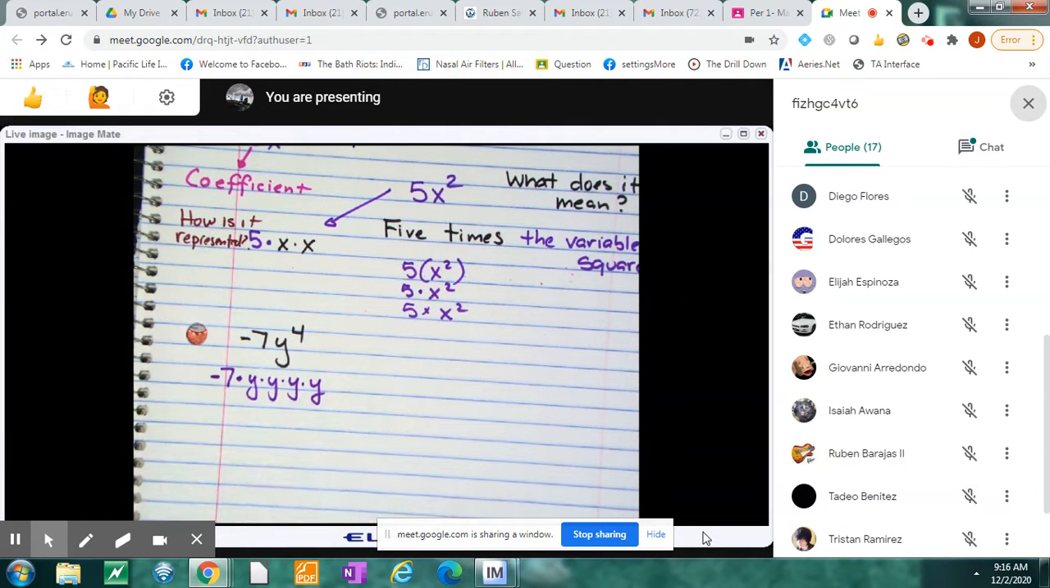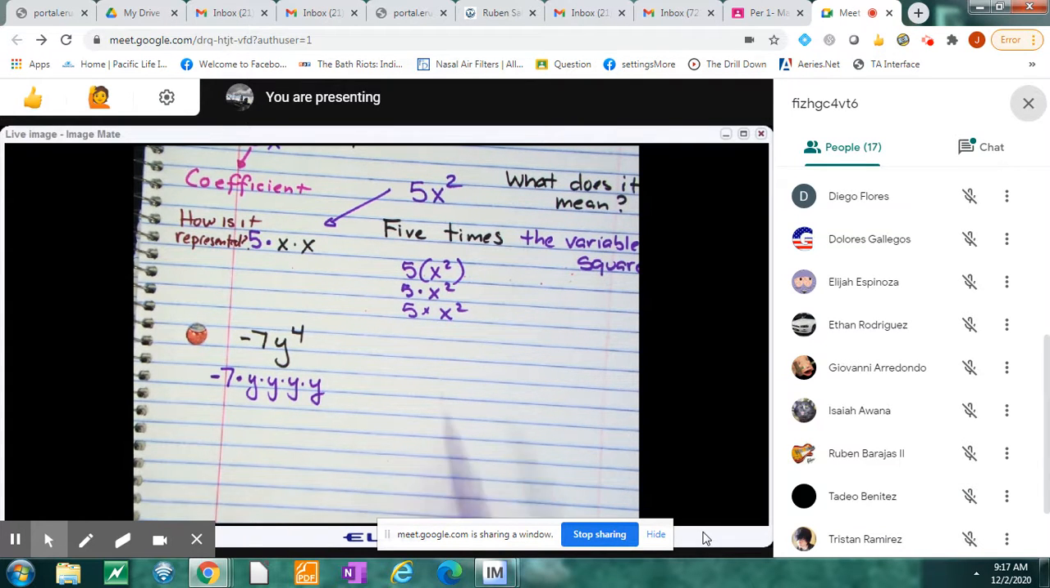Whenever you deal with variables, when I was in high school, I kind of made it fun for myself. The teacher wouldn't explain it this way. I would always say, when it's a variable, it's always how many. How many y's are there? There's 4. You see? There's no -7, there's 4.